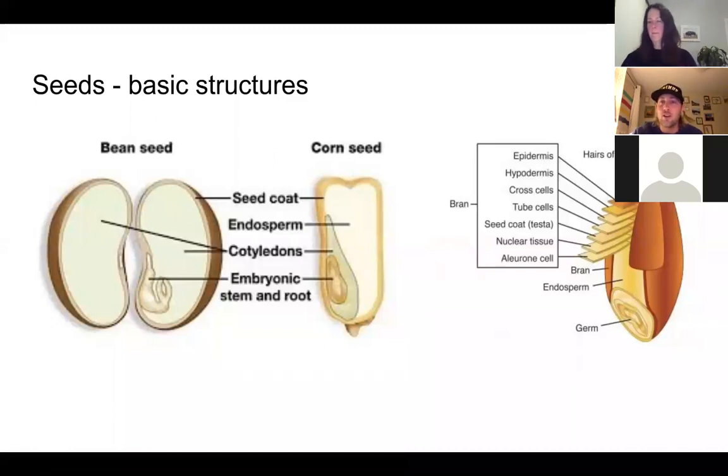So that's a little crash course on seeds. And then I included this little diagram of a grain seed, just for the purpose of, we all are familiar with bread already. So if this is a wheat seed, then you can see the endosperm here. Again, that's the energy storage. And then down here we have the germ, which is the equivalent of this embryonic stem and root system. And then we have the bran.